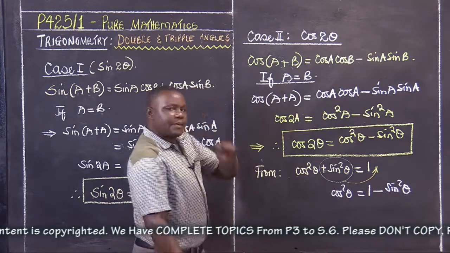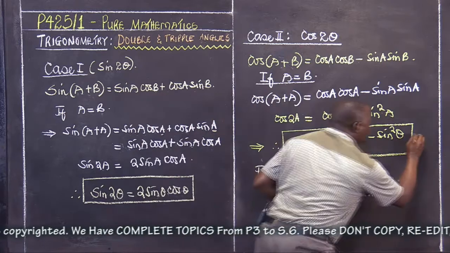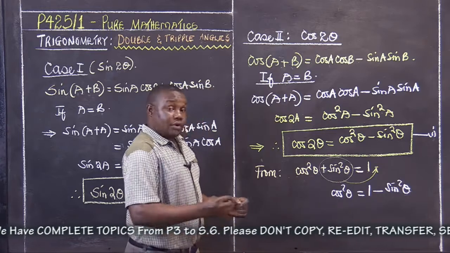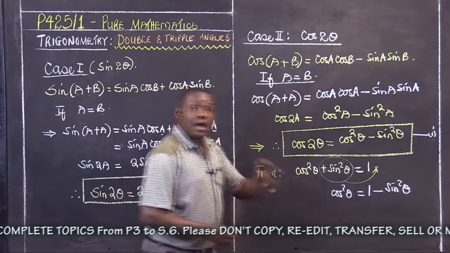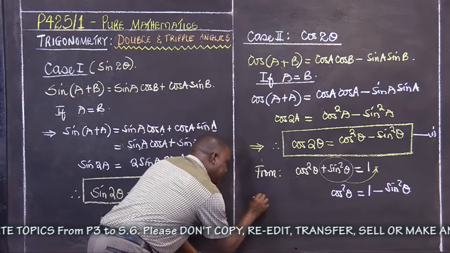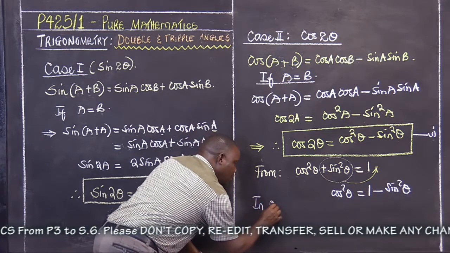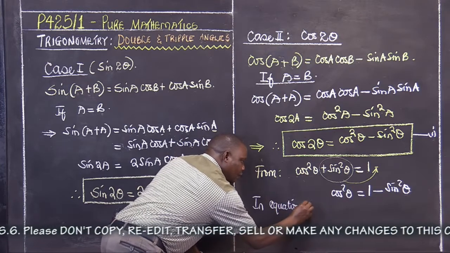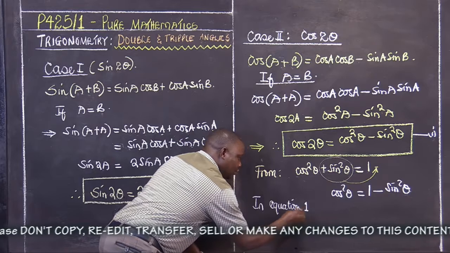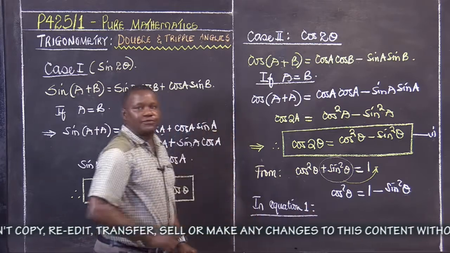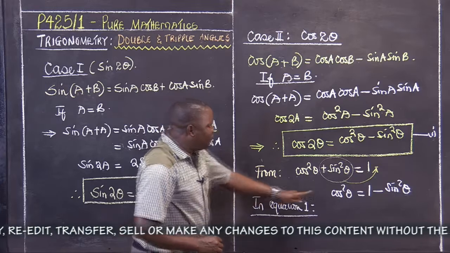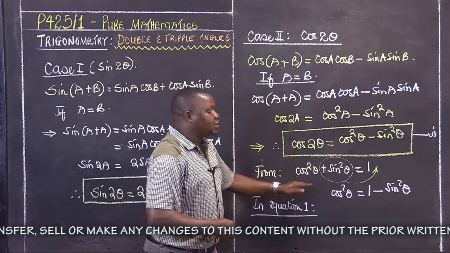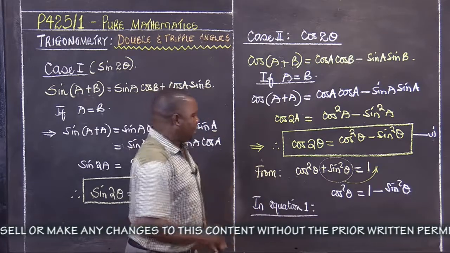Do we agree? Supposing we had called this equation number 1. So we're going to substitute in equation number 1. Remember, we are removing cos squared. We are substituting for cos squared theta to obtain the second identity. So we shall have what?